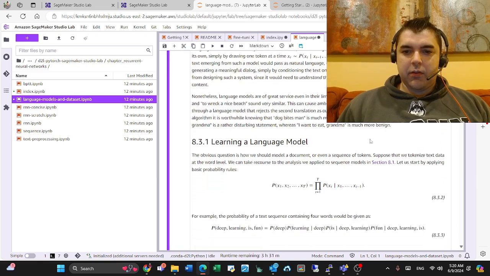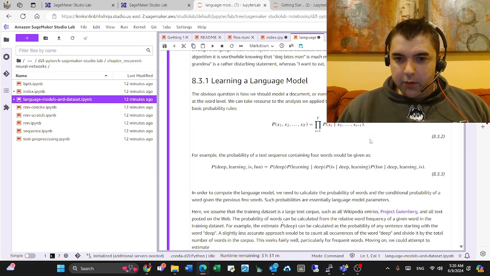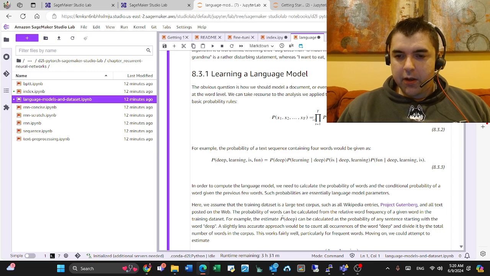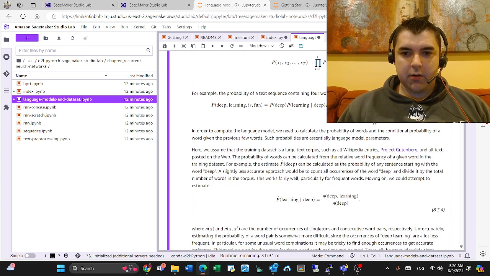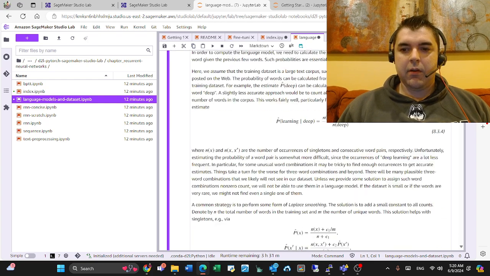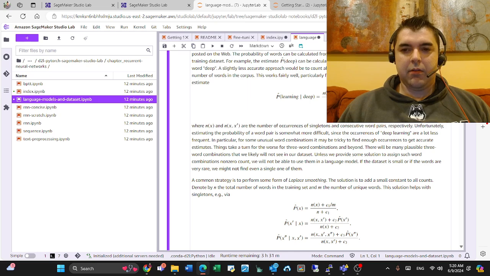Language models are incredibly useful. The obvious question we ask: the probability of x1, well, we assume that it's the product of all of the probabilities conditioned on the other probabilities. So the probability of "deep learning is fun" is the probability of "deep", times the probability of "learning" given "deep", etc., etc. They're just using Bayes' rule in deep learning.